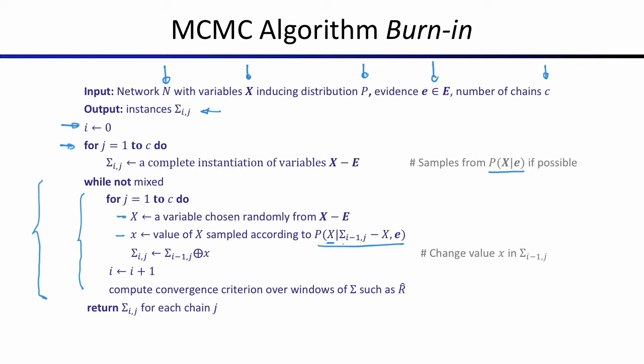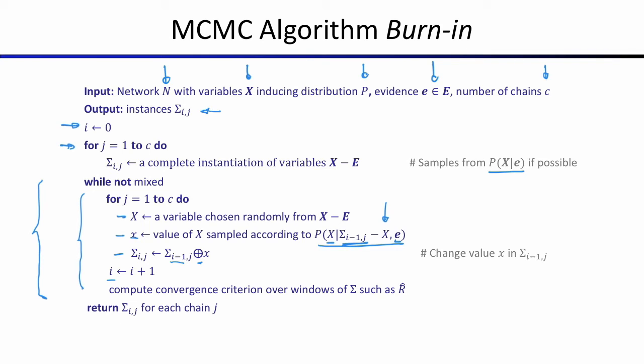So we're going to look here. These are the assignments, the values that we already have in the assignment. These are the evidence variables. These are all instantiated, and we have this variable x here. That's the only one that is not instantiated that we need to sample from. So once we get this value little x, what we have to do is to change, for the current chain, the value of x in the instantiation that we had before. So this is what this operator here means. And we increase i, and we can check now for convergence.